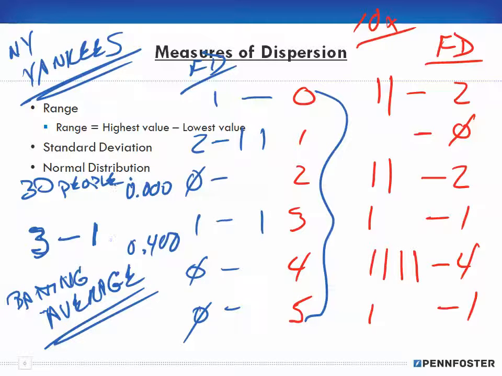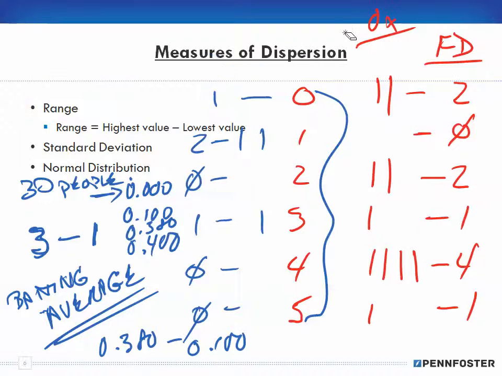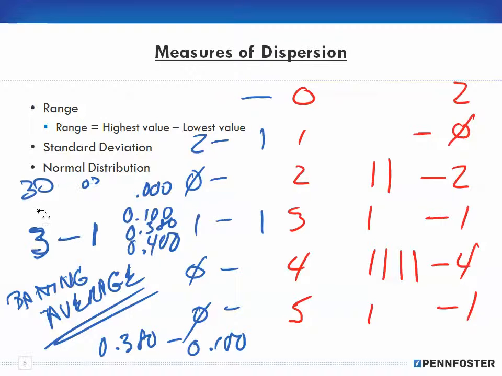Well, not everybody's going to have 0. Maybe on the low end, the lowest batting average for one of those people is 0.100, and maybe nobody actually hit 0.400. Maybe the highest batting average is 0.380. So my range would be 0.380 all the way down to 0.100. That's the range, the highest value to the lowest value for that particular sample or population. And that's one measure of dispersion.